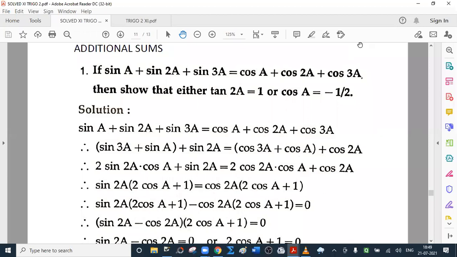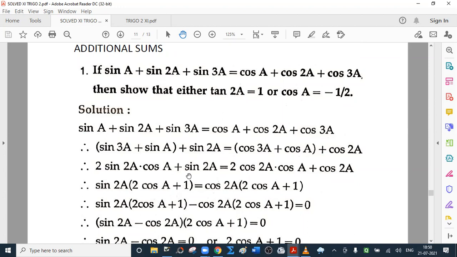Now these are additional sums. These are not from the textbook but important sums. If sin A plus sin 2A plus sin 3A is equal to cos A plus cos 2A plus cos 3A, then show that either tan 2A is 1 or cos A is minus half.